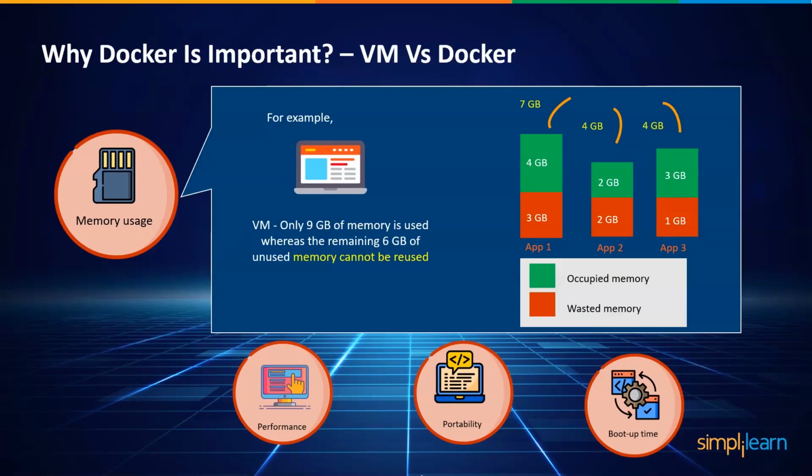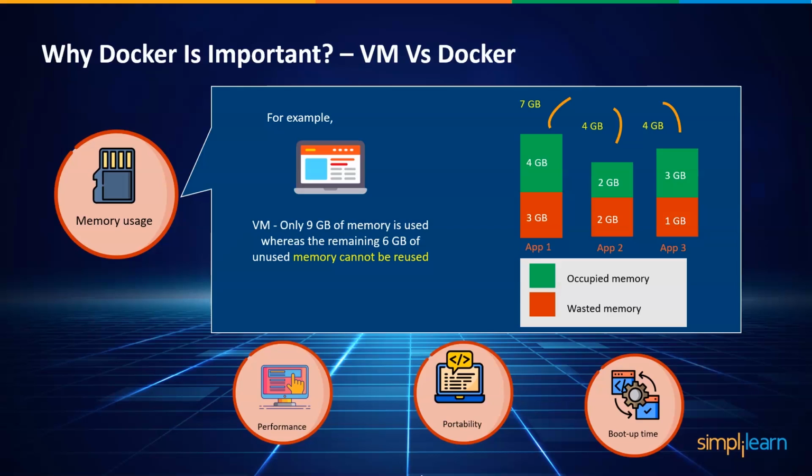For a classic example, let's look at memory usage. Say we have 9 GB of memory, and you can see app1, app2 and app3. The green and red colors represent the occupied memory and the wasted memory. On a particular server, 3 GB of RAM is wasted and 4 GB of RAM is occupied. App 2 is using 2 GB, which is occupied, 3 GB is occupied, and the wasted one is 1 GB.